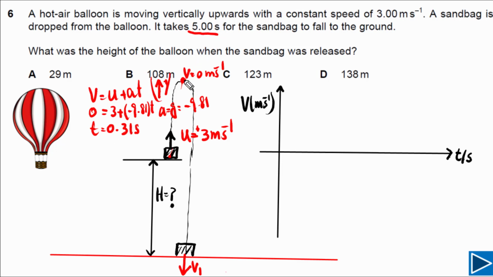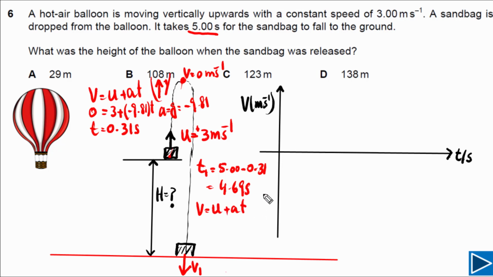So the time taken from this point to this point, let's say t1, will be equal to 5.00 minus 0.31. So simply we can say that is equal to 4.69 seconds. Now at this point we have the time taken and we have to find the final v. So again we can use v is equal to u plus at.